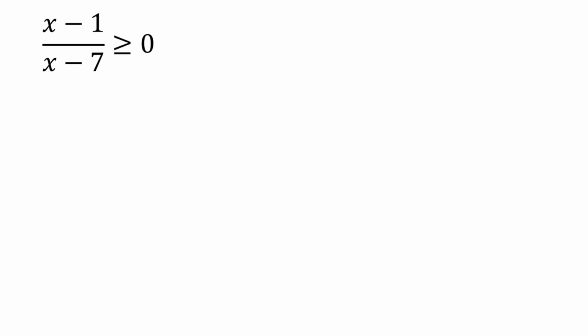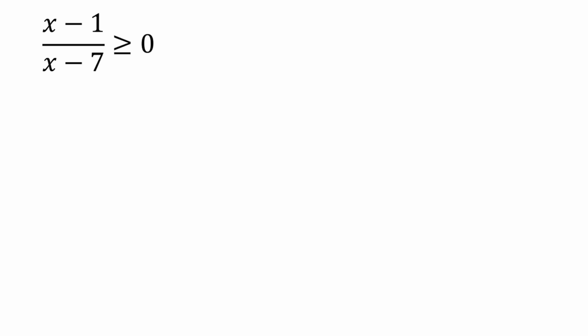How about this one? x minus 1 divided by x minus 7 is greater than or equal to 0. We will do something very similar to the last case. You can't multiply both sides by x minus 7, as you would be multiplying by a variable x, and we don't know if x is positive or negative, so we won't know if we need to flip the inequality sign or not.